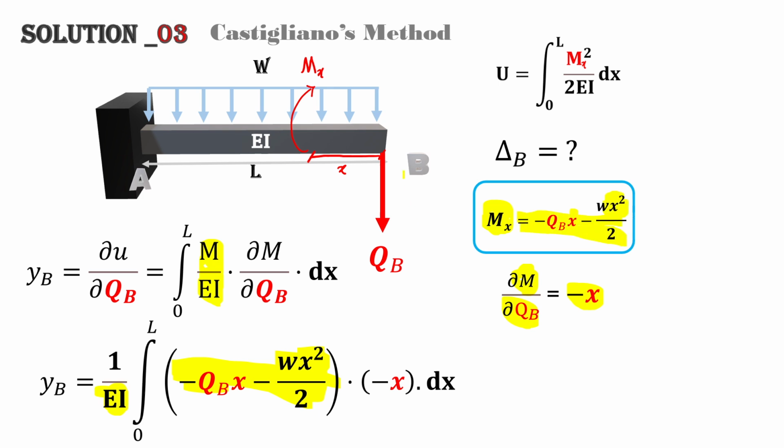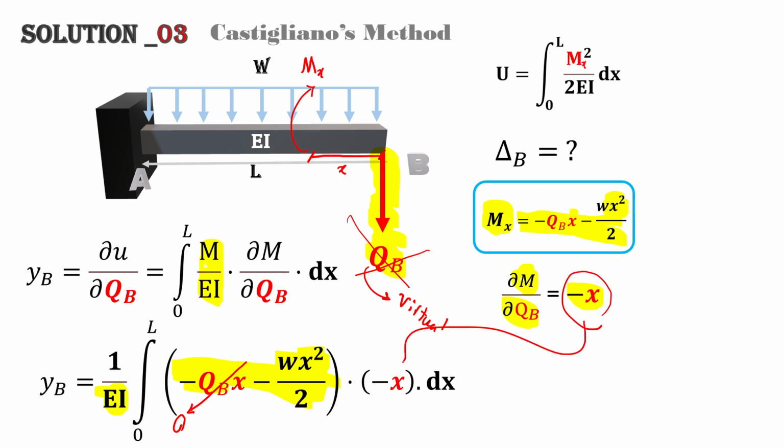But be careful, because at the very beginning of the problem, this is a virtual load. We don't have any QB. So this part is equal to 0 in the moment function, because this is a virtual one. There is no real QB in the structure. But partial m over partial qb just comes from this part.